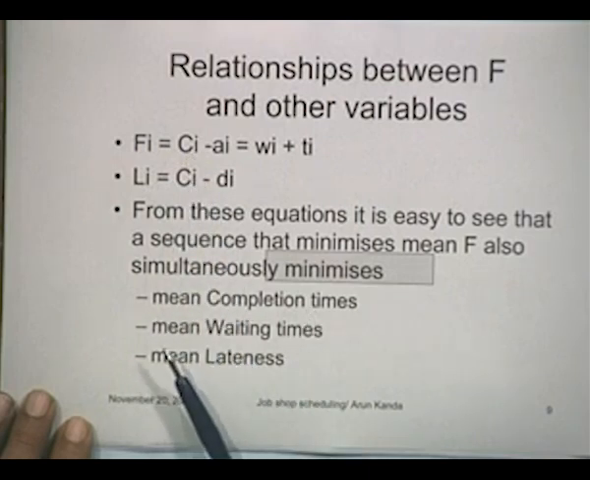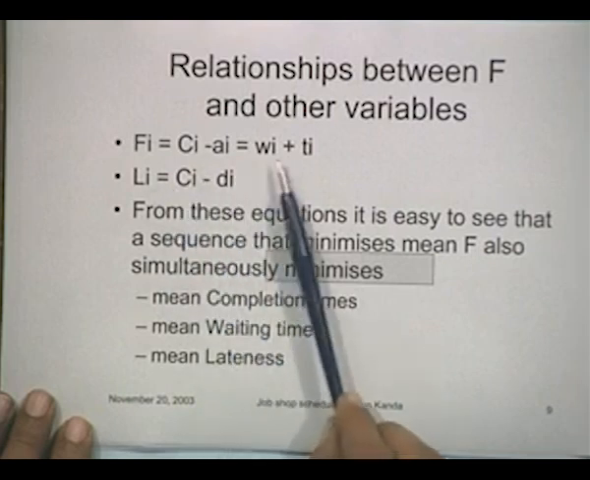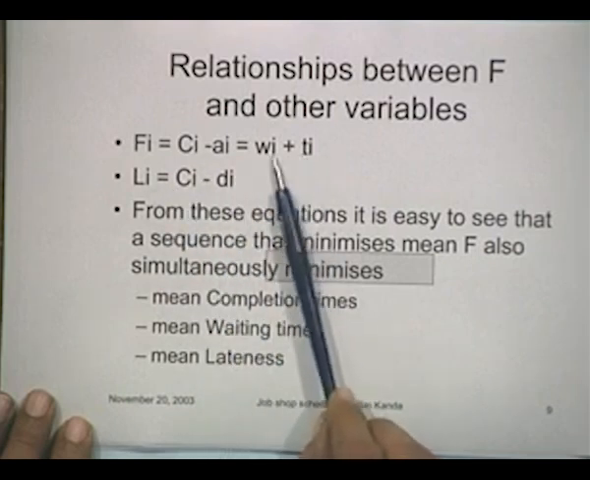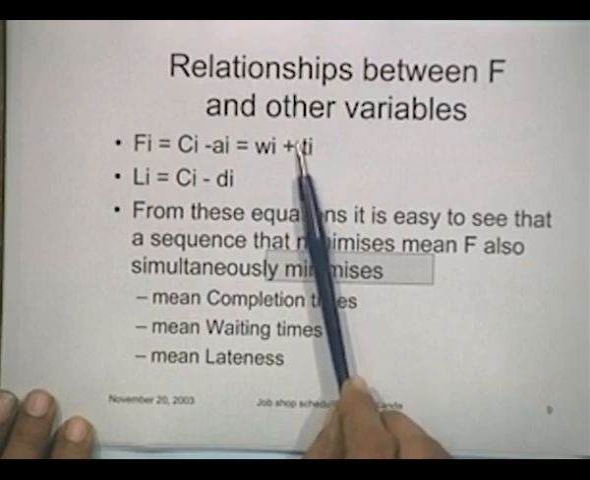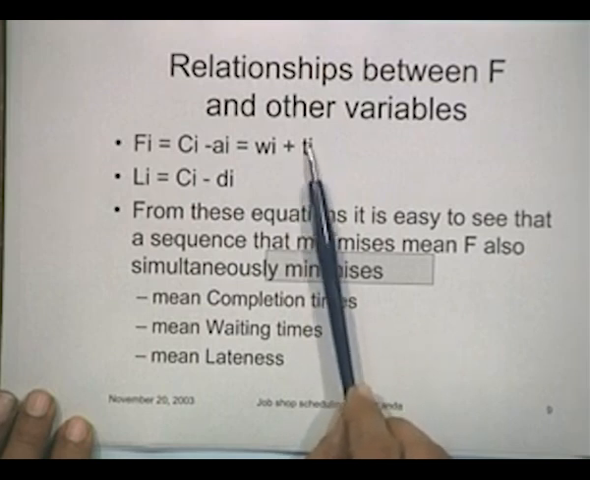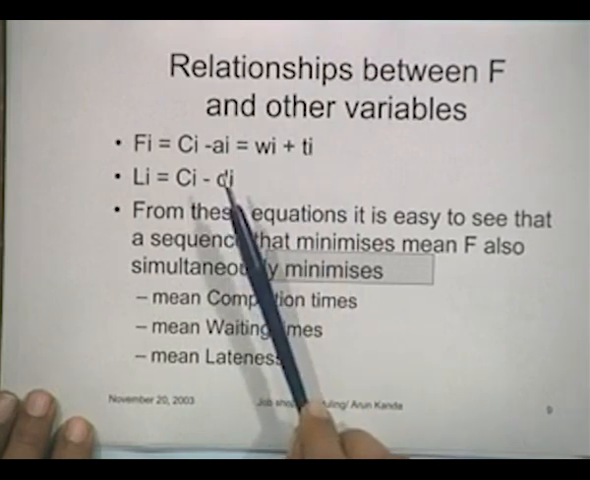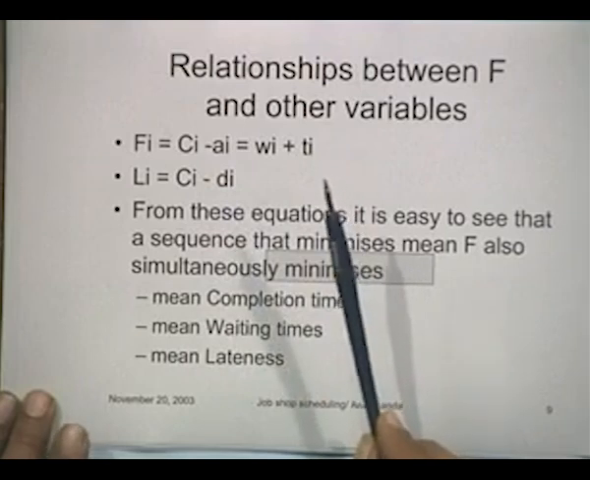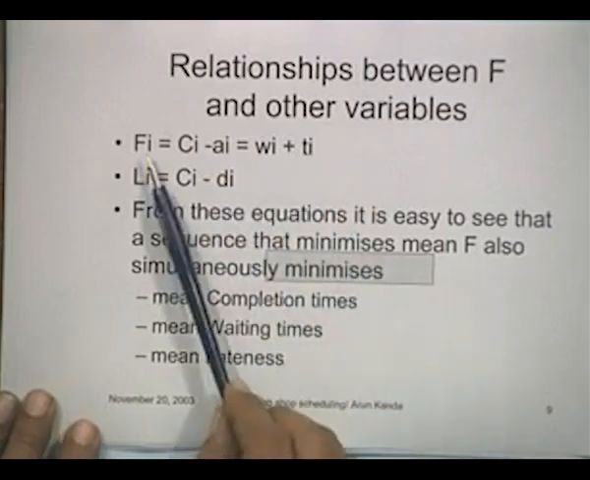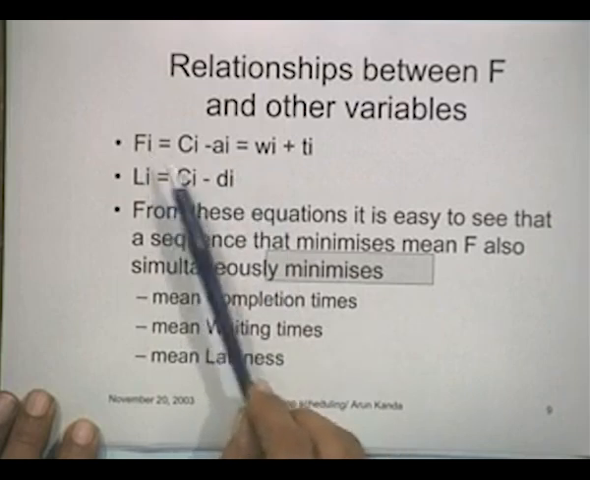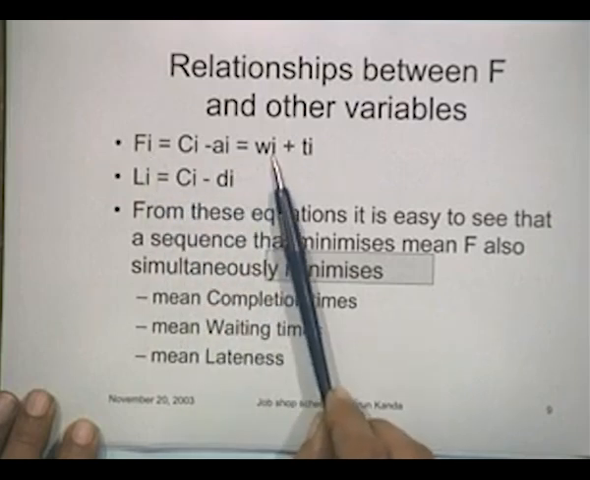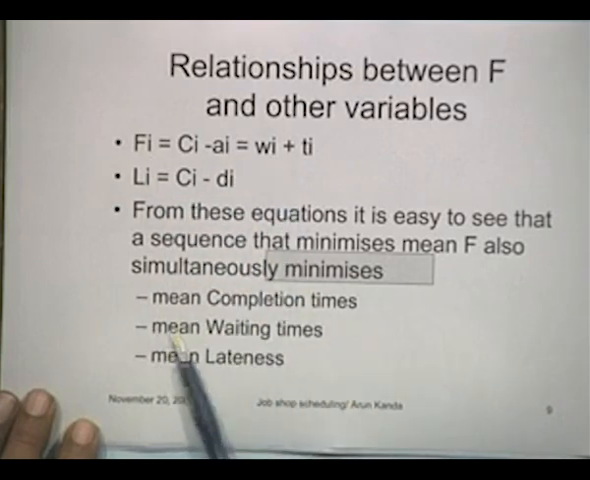That's one. Secondly, if you look at this particular equation here, summation Ti would actually be a constant for any sequence. So a rule which minimizes Fi bar, or mean flow time, will also minimize the mean waiting time. So that's the second result.